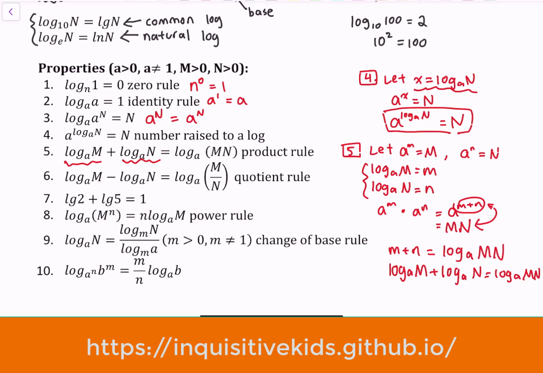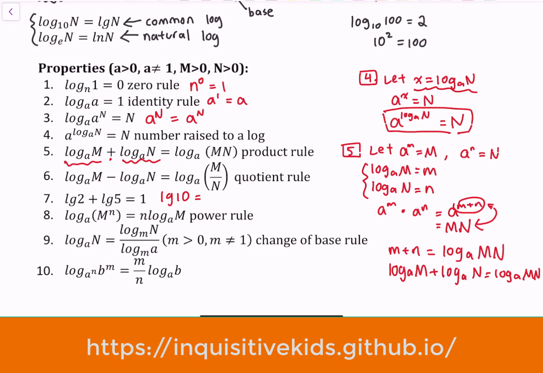And for the quotient rule, it's the same way to prove. It's just that we have turned this addition sign in the middle and the multiplication into subtraction and division respectively. You can try to prove property 6 by yourself and to test your own understanding. Now, property 7 is not really a property, but it's very useful sometimes in a lot of problems. When we have the common log of 2 plus the common log of 5, we get 1. We can apply our product rule. We would get the common log of 10.